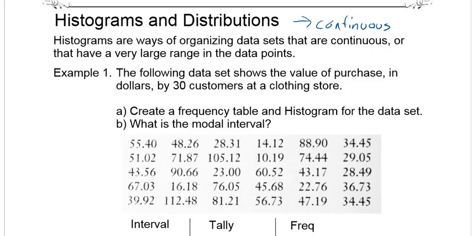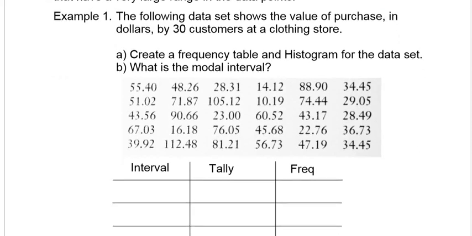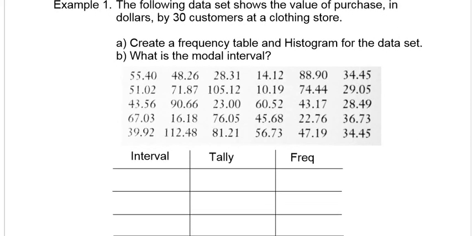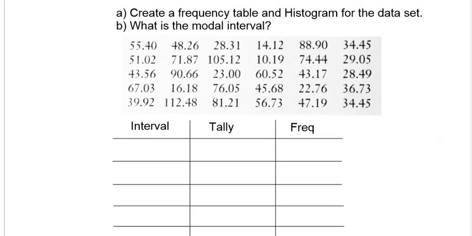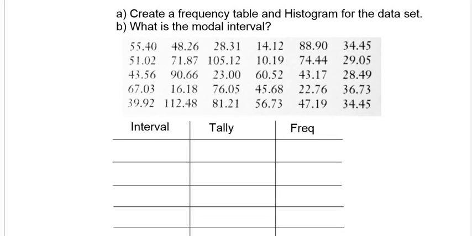The following data set shows the value of purchase in dollars by 30 customers at a clothing store. Create a frequency table and histogram for the data sets. And what is the modal interval? So essentially for this, we need to make what we call a modal interval. Basically, it's an even number that we're going to go up by each time.